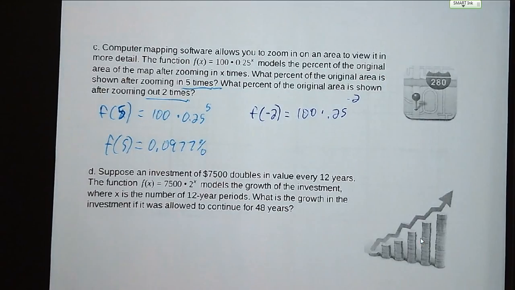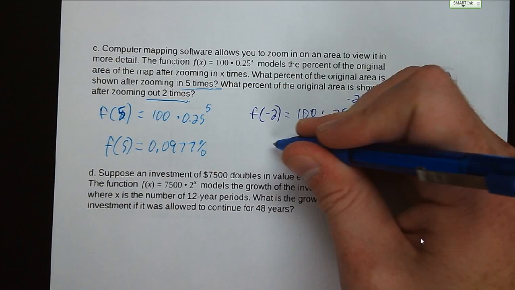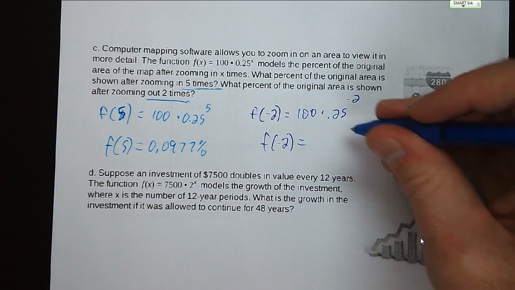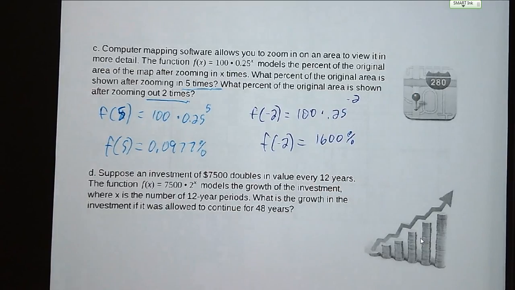Well, what do we know about negative exponents? We move them to the denominator, so now we're dividing by 0.25, or 1/4 squared. Wow, so we're dividing by a fraction. That's multiplying by its reciprocal. And actually, you're going to find that f of negative 2 is going to be equal to 1,600% of the original area.